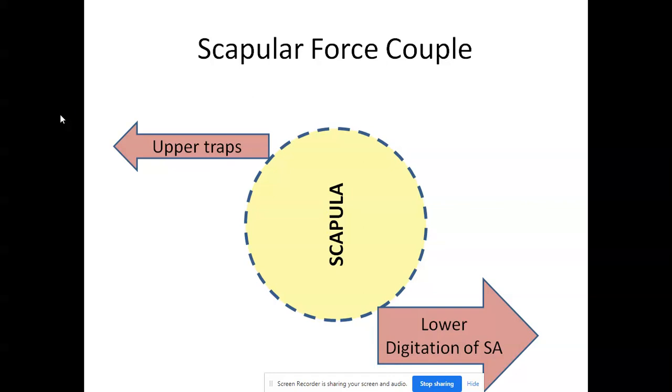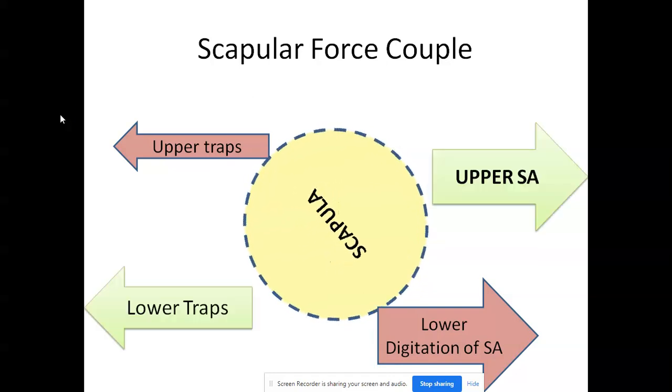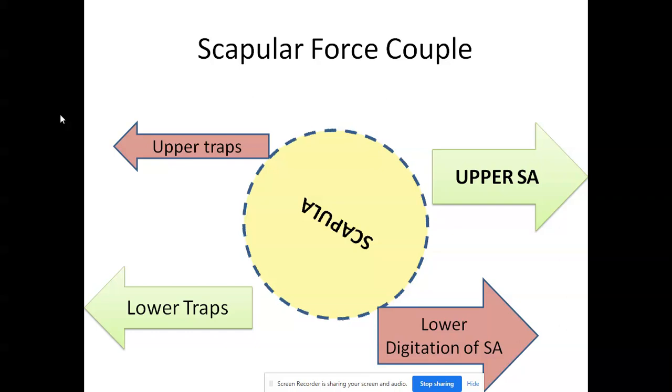Is this the full upward rotation range we discussed? No. The scapula can still rotate further, from 90 to 150 degrees. That is caused by lower trapezius and upper serratus anterior simultaneously. This is nothing but your scapular force couple.